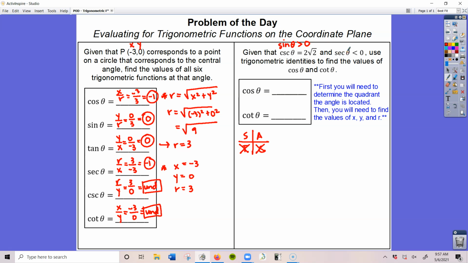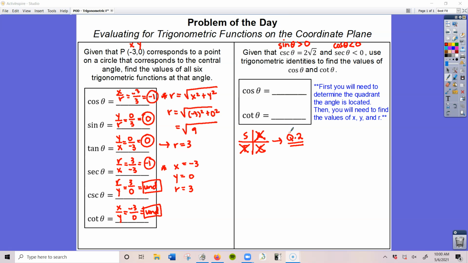Now here it says secant of theta is less than 0. So if secant is less than 0, that means its reciprocal, cosine, is also going to be less than 0. So that means that I could eliminate quadrant 1 since cosine is positive in quadrant 1. This means that we are located in quadrant 2.